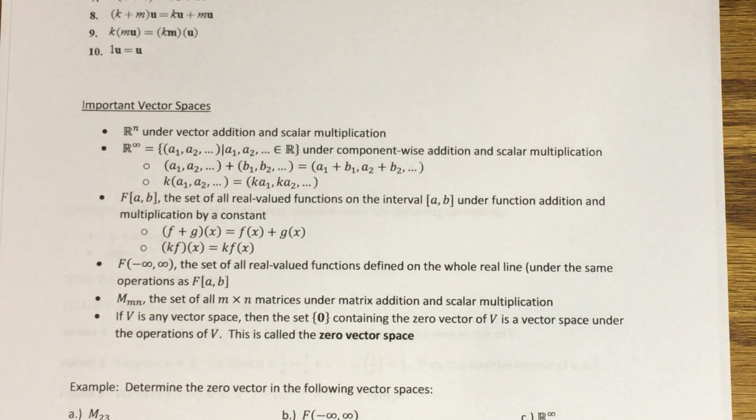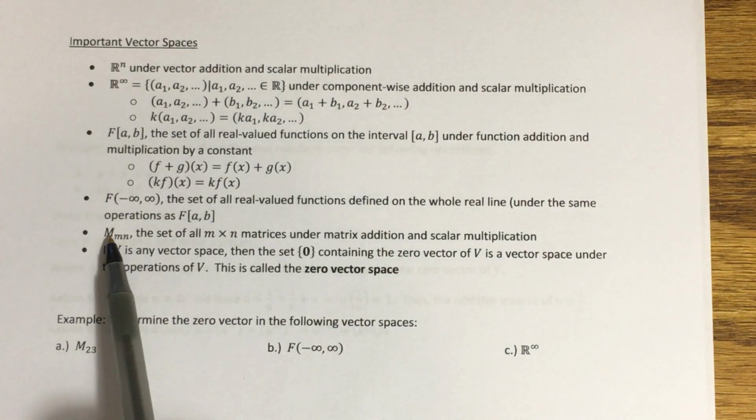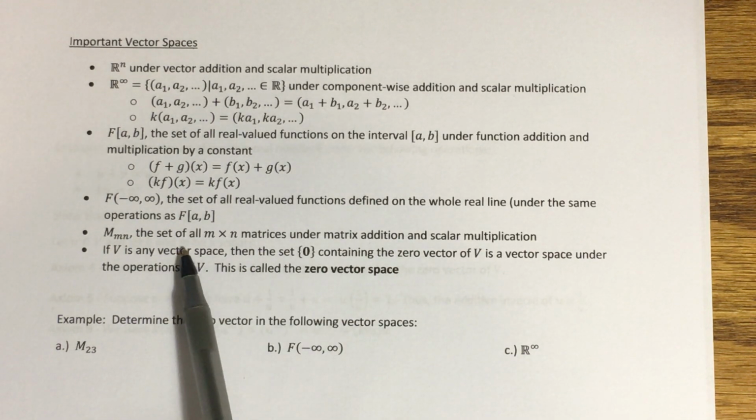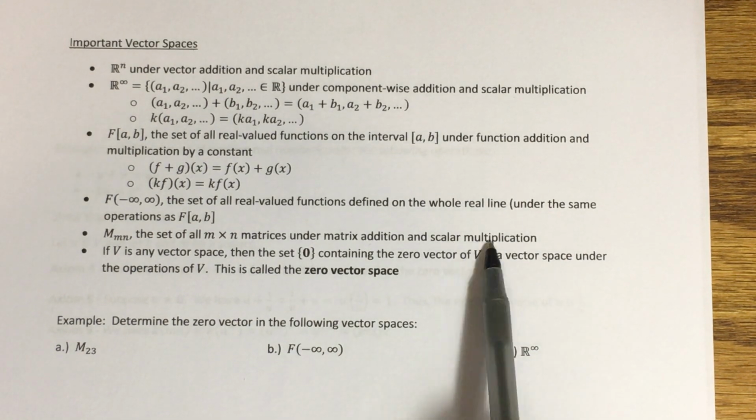You might not be used to thinking of functions as vectors, but under this definition, they can be thought of that way, and we are going to call them that. The set M(m)n, so remember this is the set of all m by n matrices, is a vector space with the already defined operations of matrix addition and scalar multiplication.